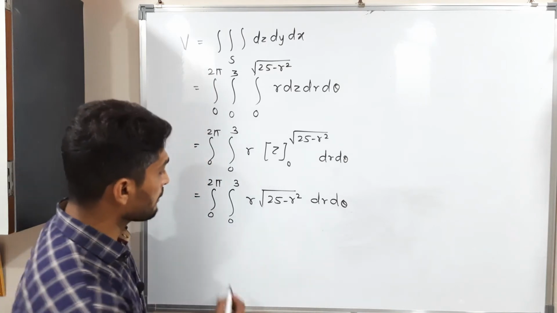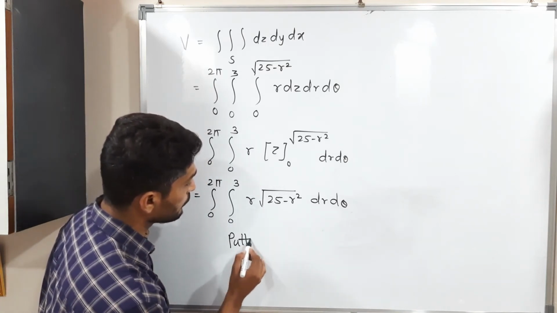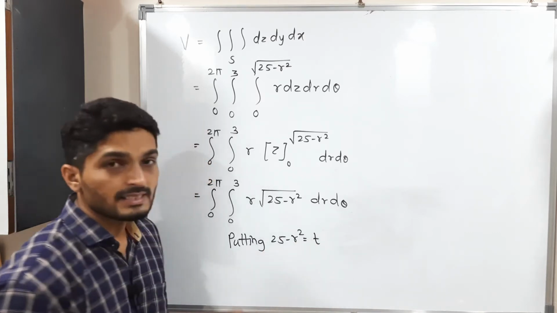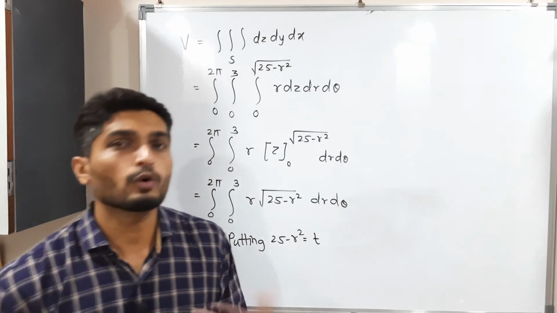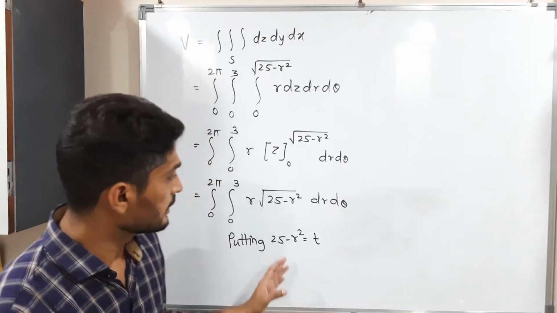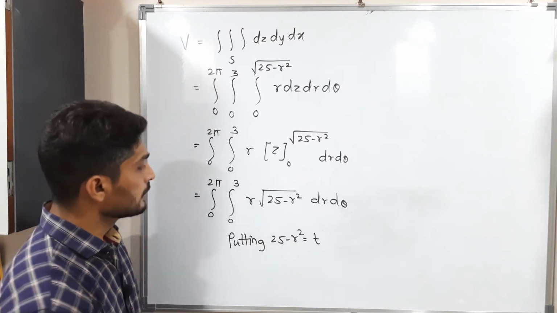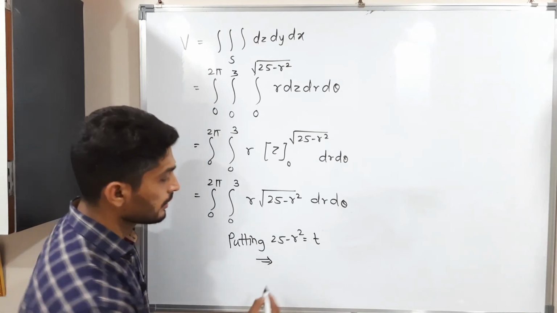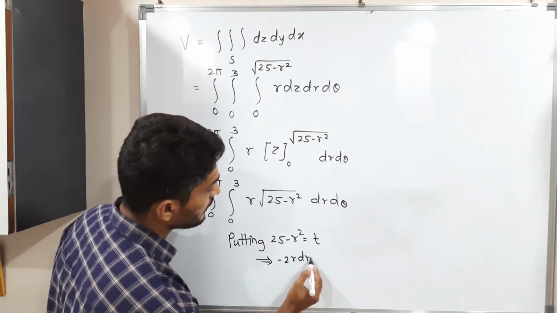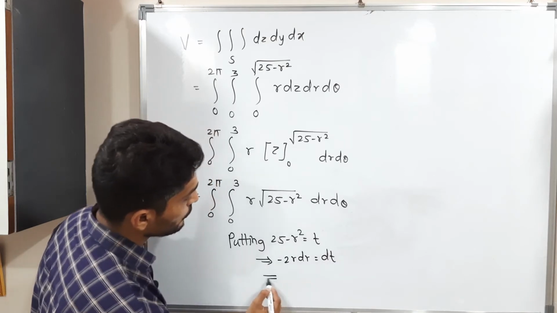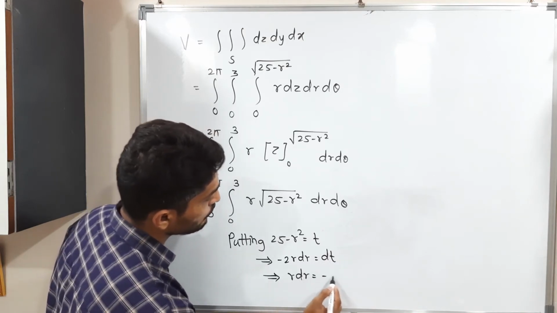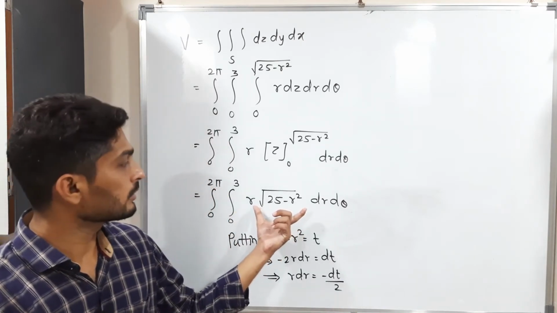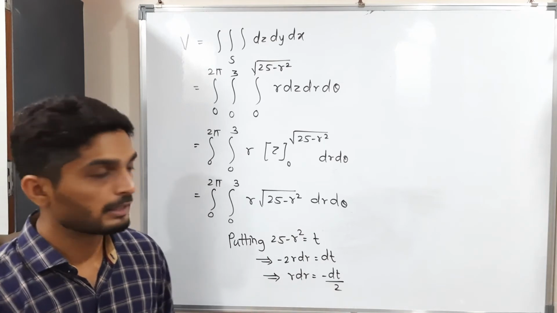So what I am going to do, I am going to put 25 minus r square is equal to t. What is inside a square root is making it more complicated. So that's why I'm going to put it as t. See, what will be its derivative? Derivative of 25 is 0 since it is a constant. Minus 2r dr is equal to dt. So therefore, r dr is equal to minus dt by 2. So r and dr, both terms can be combinedly replaced by minus dt by 2.